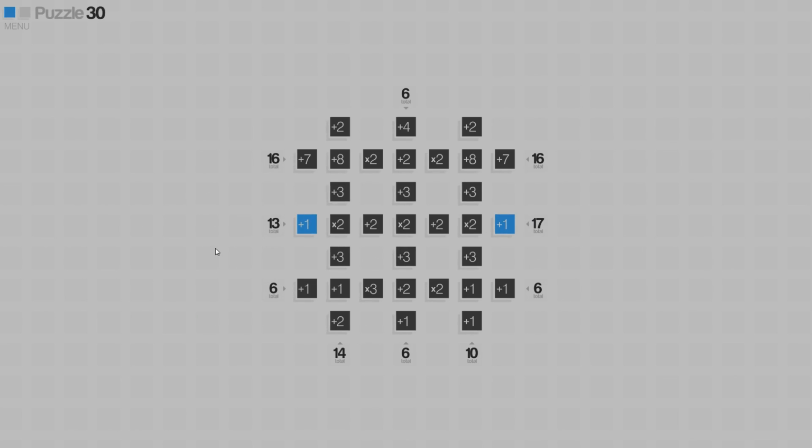And now if you look at this, there's actually only one way to achieve a total value of 17 into this direction and a total value of 13 into this direction. And I'm just going to tell you, it's +1 times 2 equals 2, plus 2 equals 4, times 2 equals 8, and then times 2 equals 16 plus 1. In the other direction, that would be 1 times 2 equals 2, times 2 equals 4, plus 2 equals 6, times 2 equals 12 plus 1. It's the only way.